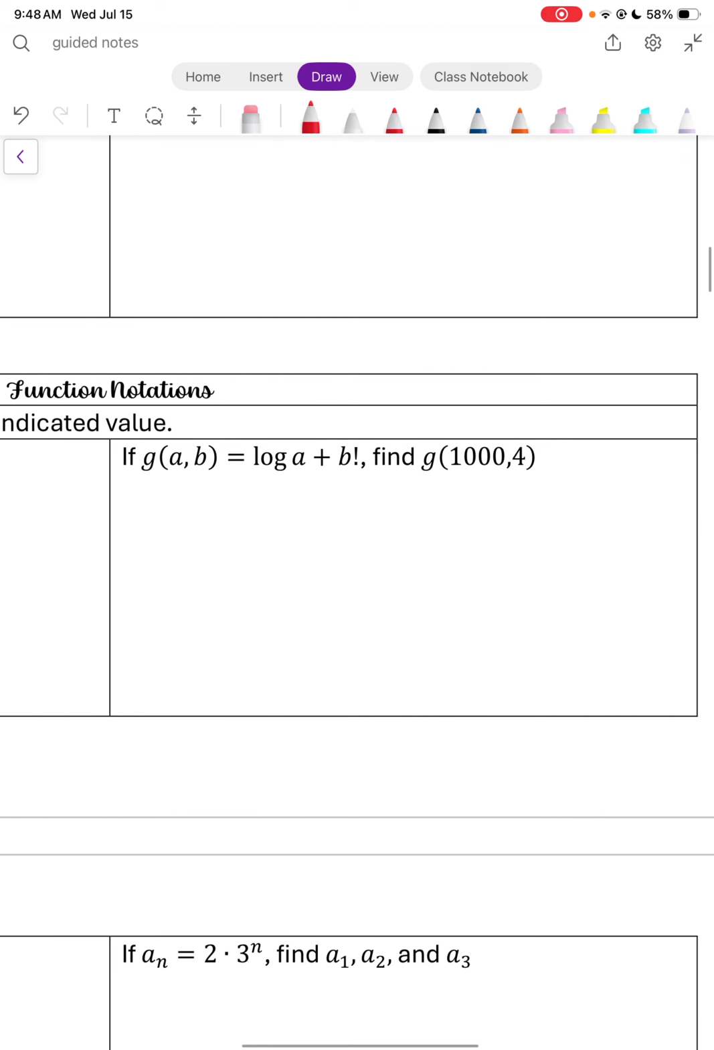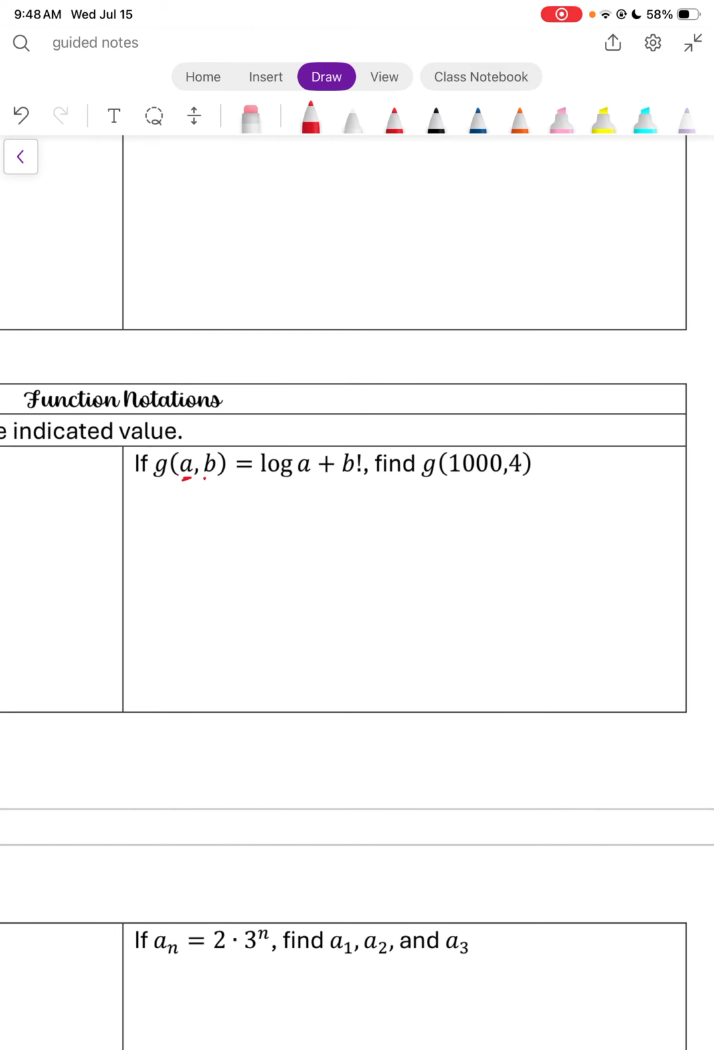A different function notation: what if you have two letters, g of a, b? Well, they're going to give you two letters to plug in. G of 1,000, comma 4 means anywhere you have an a, put a 1,000. Anywhere you have a b, put a 4. So let's go to our rule. So we now have the log. Anywhere we have an a, we're going to plug in 1,000, plus anywhere we have a b, we're going to plug in a 4. So we're doing a log of 1,000 plus 4 factorial.